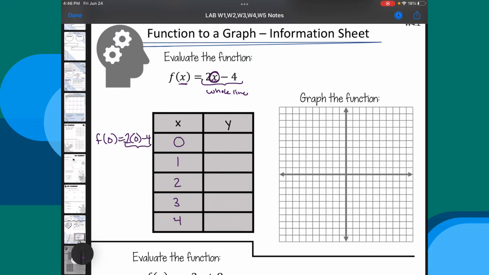We're going to calculate this answer, and that's going to give us negative 4. That will be the point that we graph, 0, negative 4. I like to fill out my whole table before I graph. So now we're going to find f of 1. This is equal to 2 times 1 minus 4. That's going to give us negative 2. Then we'll calculate the rest.